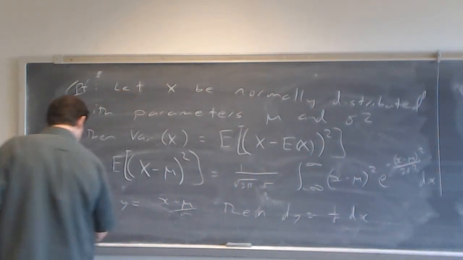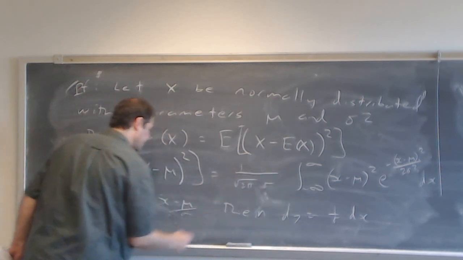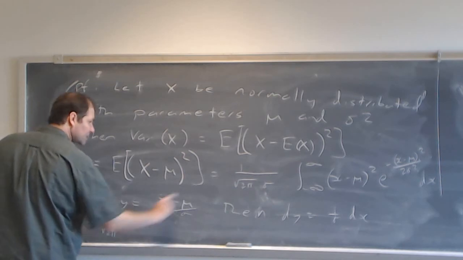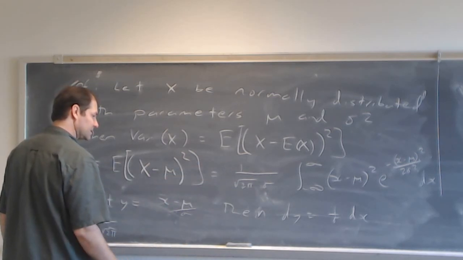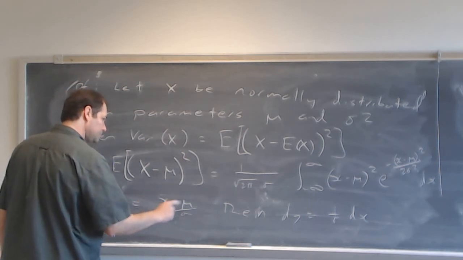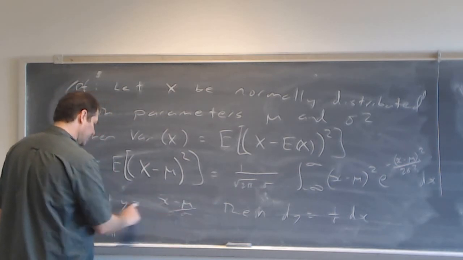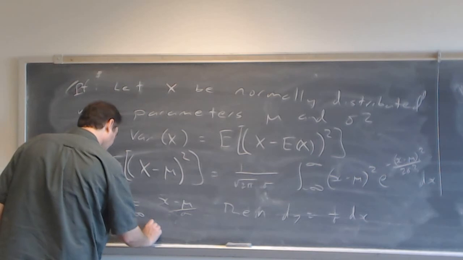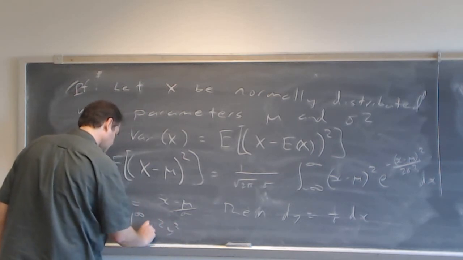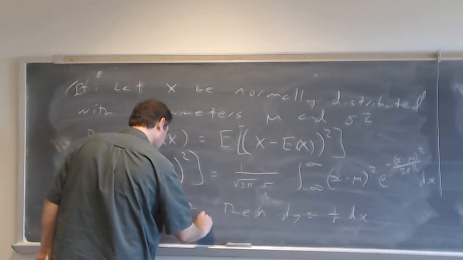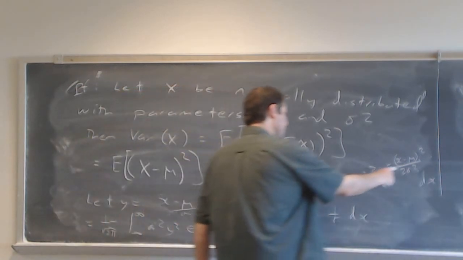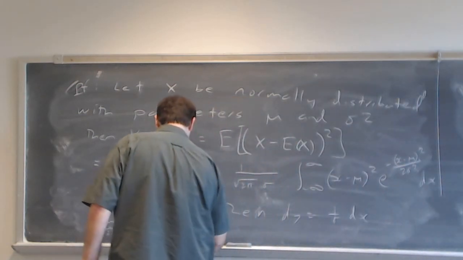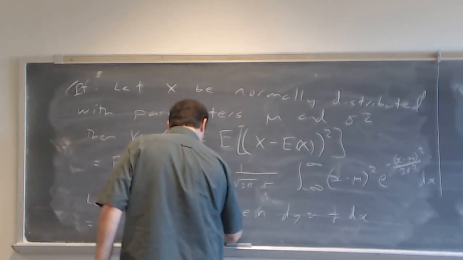So this ends up being, and the y's will still run from minus infinity to infinity, because x runs from minus infinity to infinity, 1 over square root of 2 pi. That sigma that was in the bottom, I'm going to put with the dx to give me the dy. Well, x minus mu is equal to sigma y. So x minus mu squared is sigma squared y squared. So it's the integral from minus infinity to infinity of sigma squared y squared times e to the minus x minus mu over sigma squared, all over 2, dy.